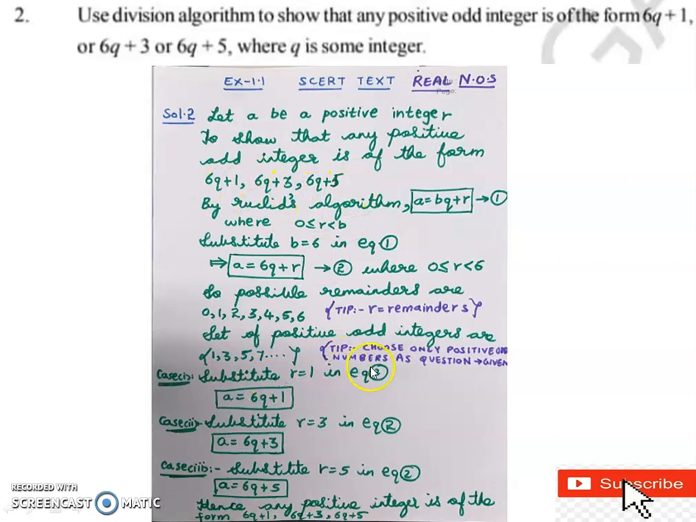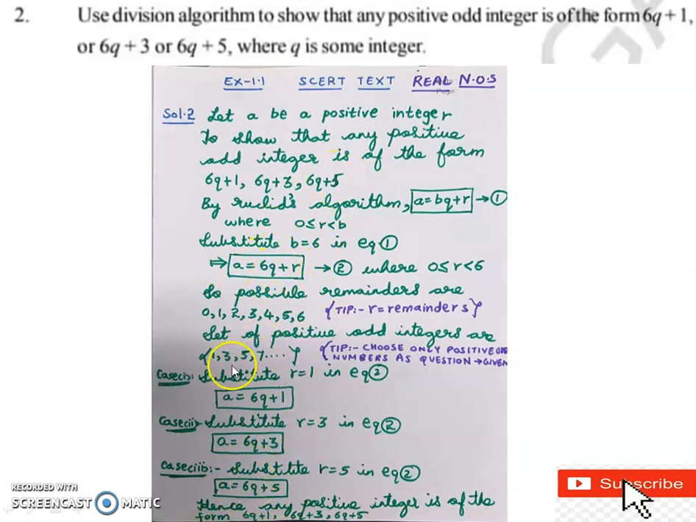So substitute r equal to 1 in equation 2 in my first case. So a is equal to 6q plus 1. Got the answer compared to this. Now going to the second case. Substitute r equal to 3 in the second equation. If I substitute r equal to 3, it becomes a equal to 6q plus 3. I got the case when I compare to this. Now the third case, I have to prove a equal to 6q plus 5. So how to prove? Substitute r equal to 5 in my second equation. If I substitute r equal to 5 in my second equation, I'll get a equal to 6q plus 5. Now compare with this third case. Here I have a equal to 6q plus 5.